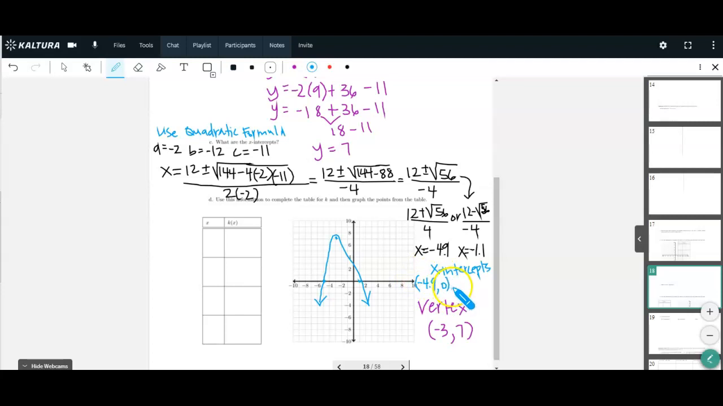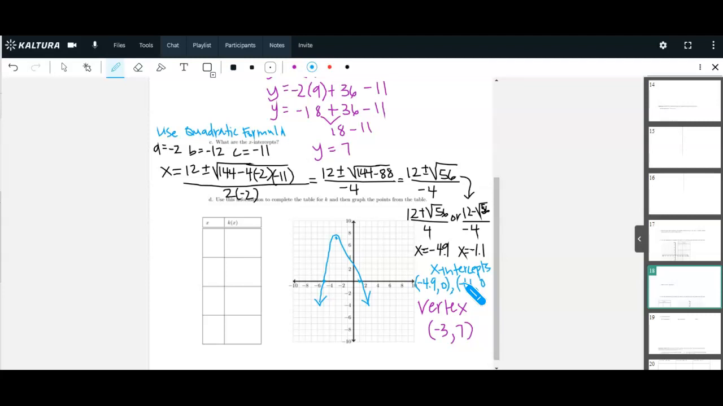I have a question. Is it negative 1.1 or positive 1.1? I can check it again. Let's double check here. So when you did... I'm pretty sure it's negative 1.1. Is that what you guys came up with?